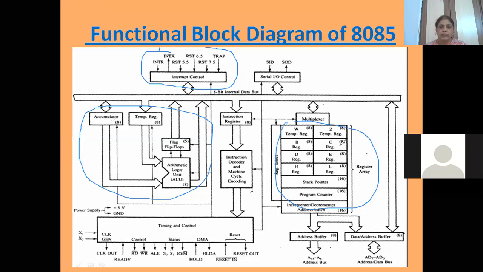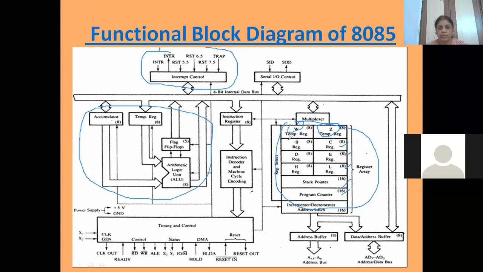So we have done already BC, DE, HL, stack pointer, program counter. So W and Z, as I already told you about, these are temporary registers, which are part of this ALU organization. Means they are not accessible by the user or by the programmer. Means you cannot use W and Z in your programming. This is for internal purposes, for the microprocessor only.